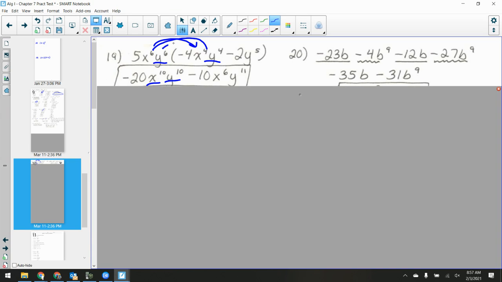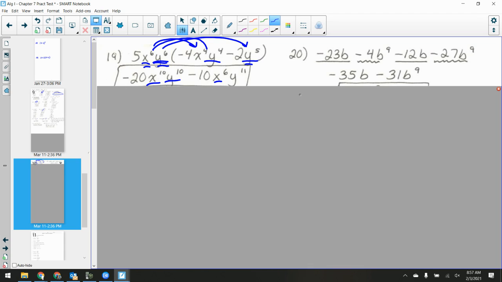Then you distribute into the second piece here. 5 times negative 2 is a negative 10. X to the 6th and nothing else is just an x to the 6th. Y to the 6th and y to the 5th would have made y to the 11th. Oh, you combine. Oh, that's what happened.